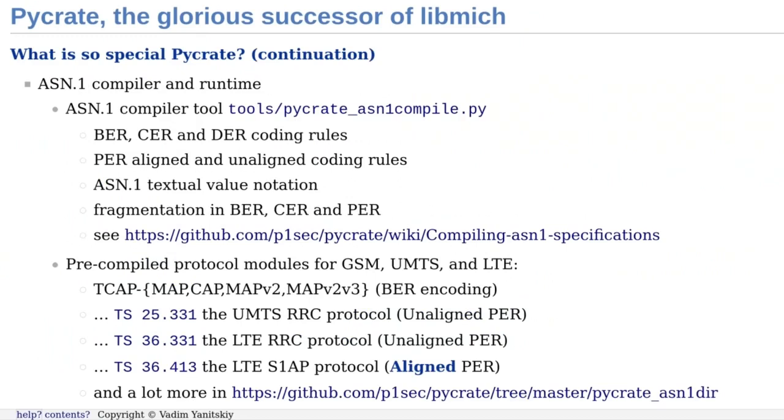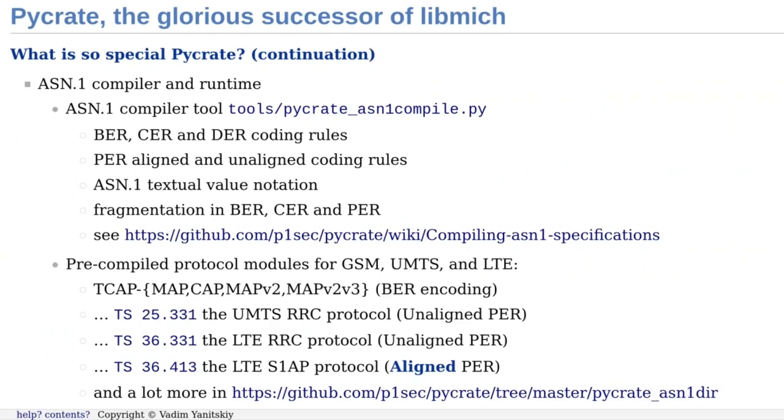Another really strong side of Pycrate is the ASN.1 compiler and runtime. And unlike the other ASN.1 compilers, specifically open source compilers, this one supports packed encoding rules, both aligned and not aligned, and also the normal encoding rules like BER, the basic encoding rules, and I don't remember what DER stands for, but it should also be similar to BER.